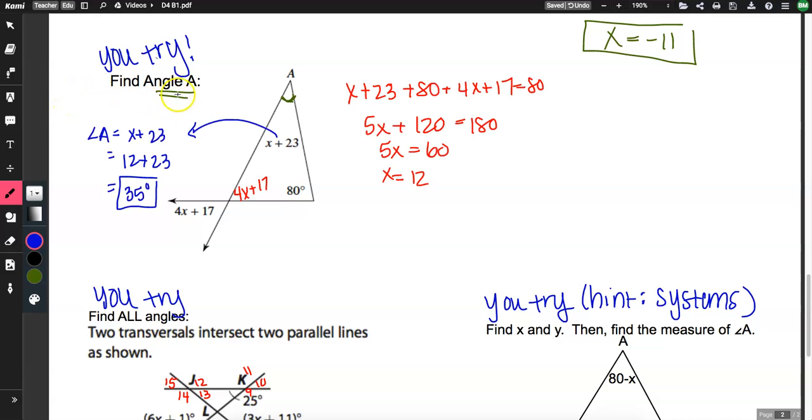All right, here we go. So I got x equals 12. I have, again, a pair of vertical angles here. So when I add up the two expressions plus 80 degrees, they should equal 180. This should be 180 over here. Solve for x, and then I plug that back in to get angle A.